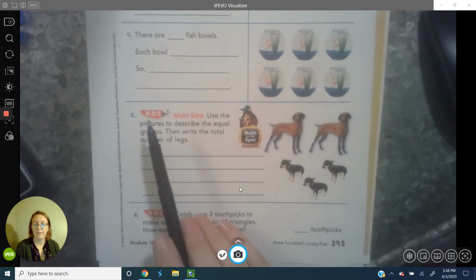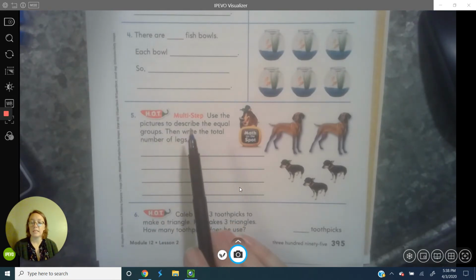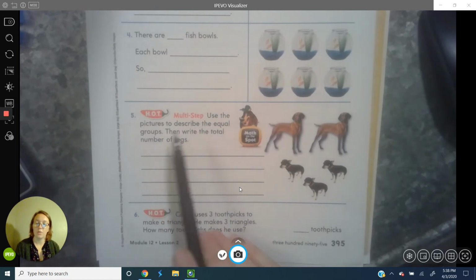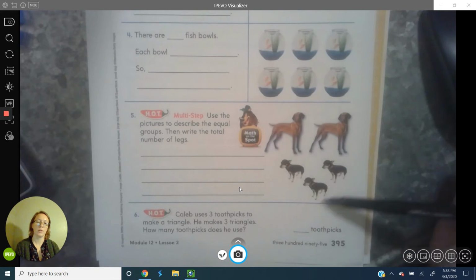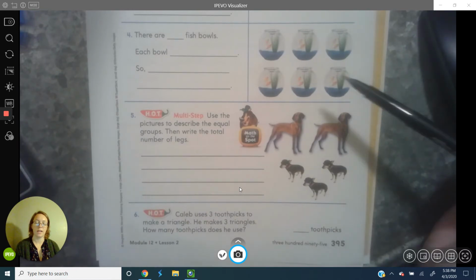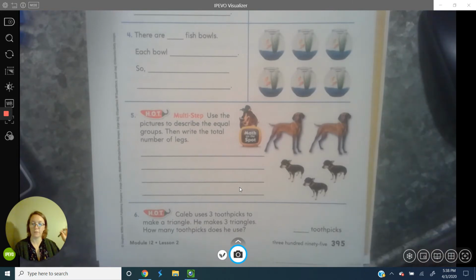Number 5 has a chili pepper. It's hot, higher order thinking. It's a multi-step, so it's going to take 2 operations probably to finish it. Use the pictures to describe the equal groups. Okay. So my equal groups, I have 2 big dogs and 3 small dogs. So I have how many dogs in all? And then write the total number of legs. So since I have how many dogs in all, each dog has how many legs. Think back to Professor Berger's video at the beginning and his discussion about the wolves and the dogs.